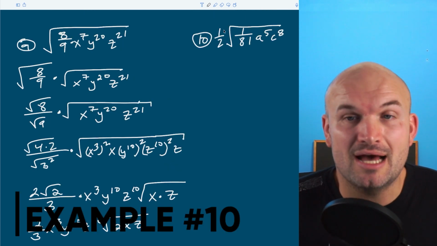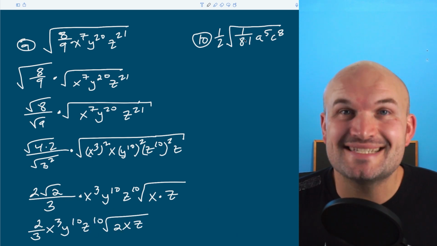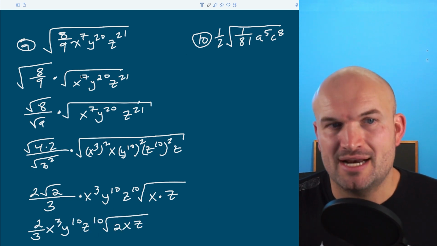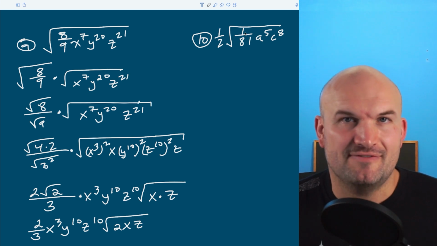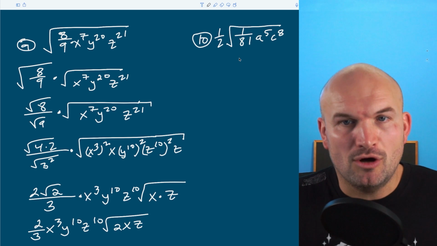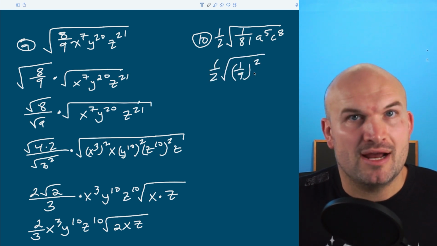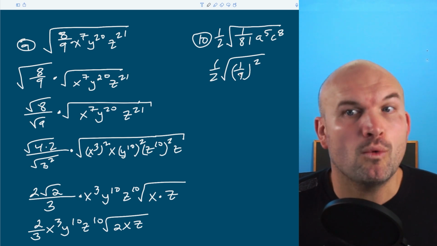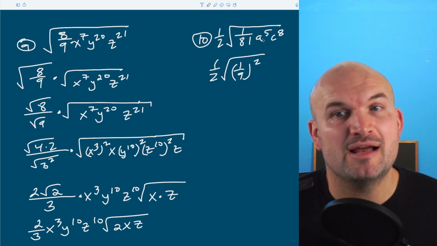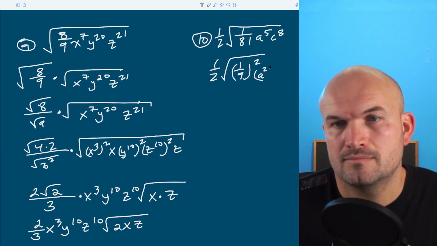In this last example, I have a 1/2 times the square root of 1 over 81 times a to the 5th times c to the 8th. Now, you could just break up the radical like we did over here, but hopefully you recognize if I was to take the square root of 1, that's just 1, and the square root of 81 is 9. So hopefully you recognize that I can just rewrite this as a square root of 1/9 squared, right? Because 1/9 times 1/9 is going to be 1 over 81. And then I'll just rewrite my a to the 5th and c to the 8th using the power and the product rule.